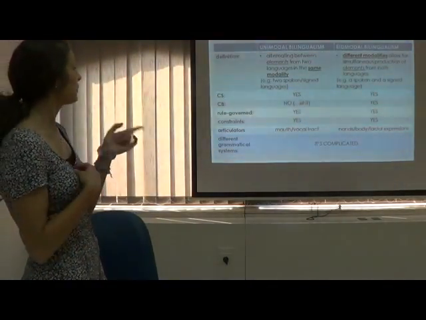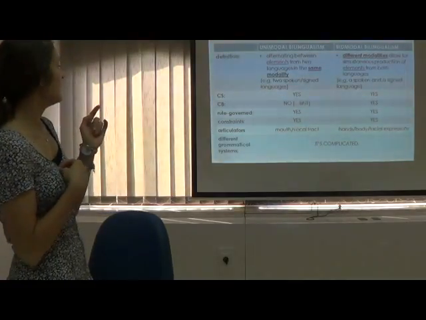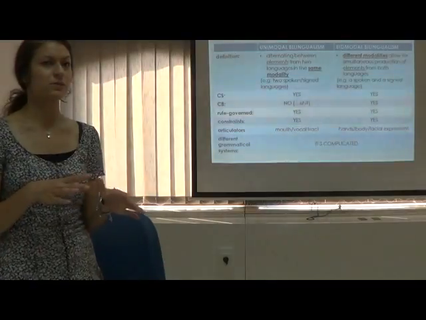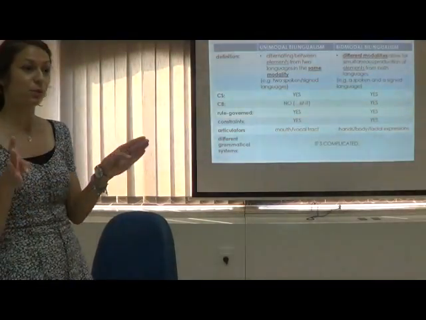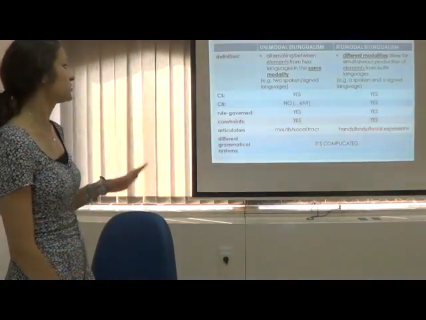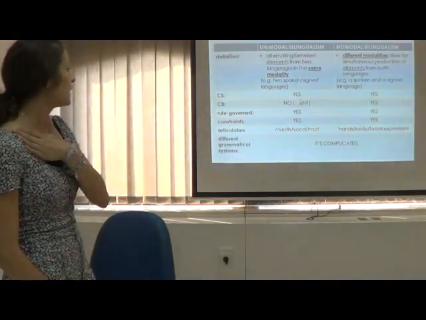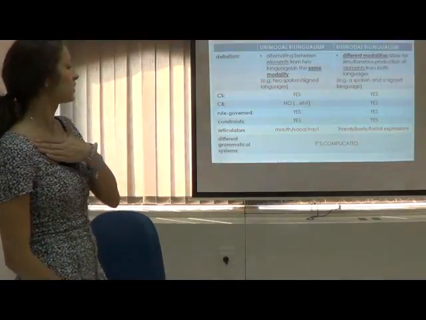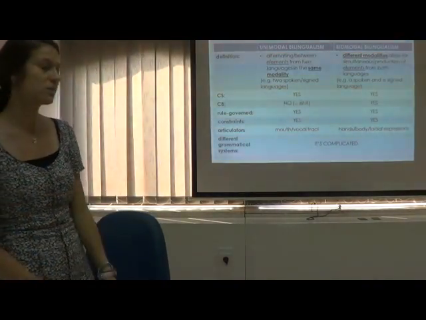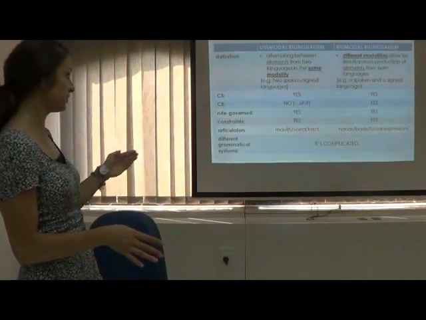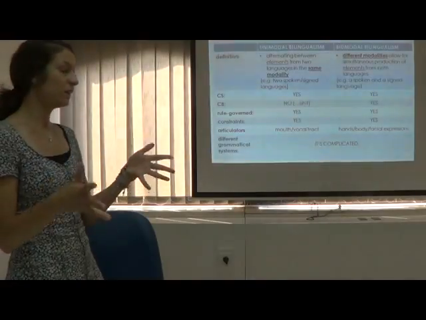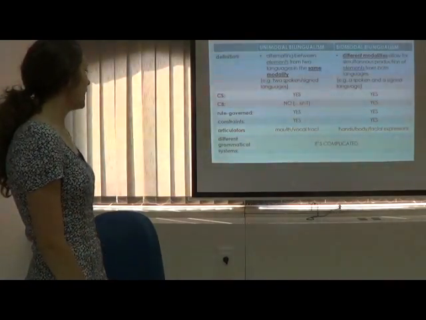And when it comes to bimodal bilingualism, there's also code switching, though it's very little. It's only around 6% of the mixing production. The rest of it is blending. There's code blending, obviously, and it's again rule governed, and there are constraints. And the articulators are hands, body, facial expression. So apart from articulators, there's really no difference in this.